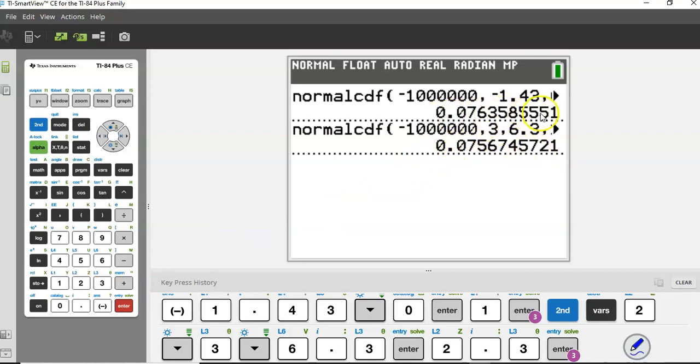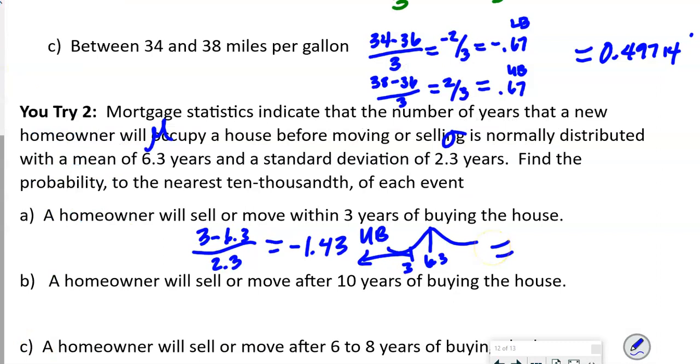So the standardized is 0.07636, right? But this, if we put in the values, it's a little bit different. So when you standardize it, it is going to change the value just a little bit, okay? So that's important.